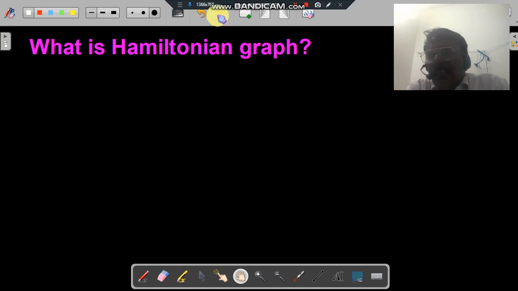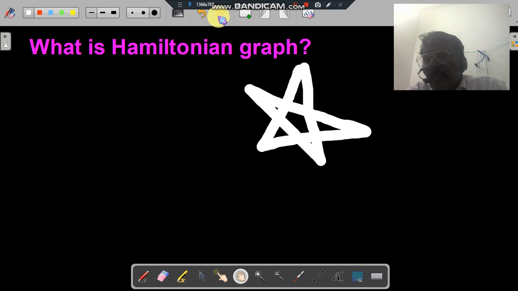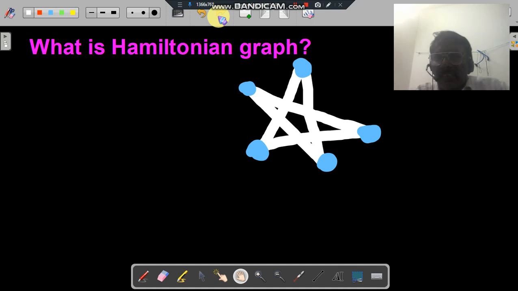Now look at the screen. This is a graph, definitely, because it consists of vertices as well as edges. Therefore, definitely, it is a graph.